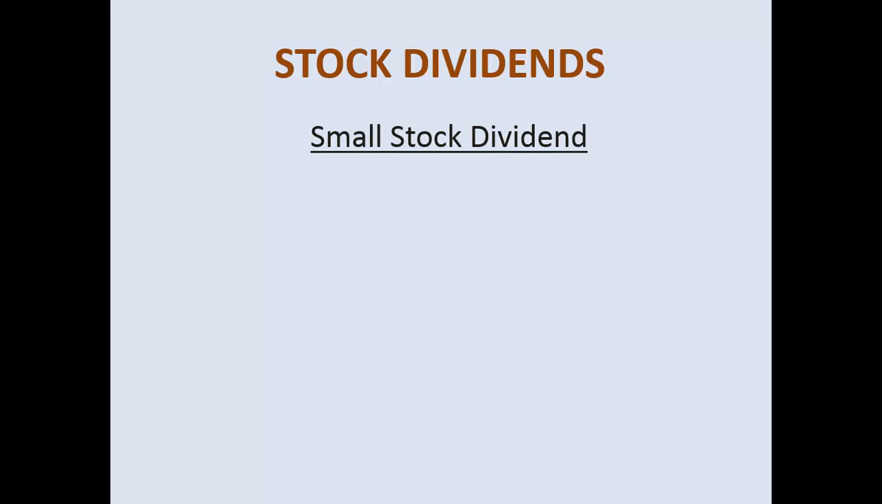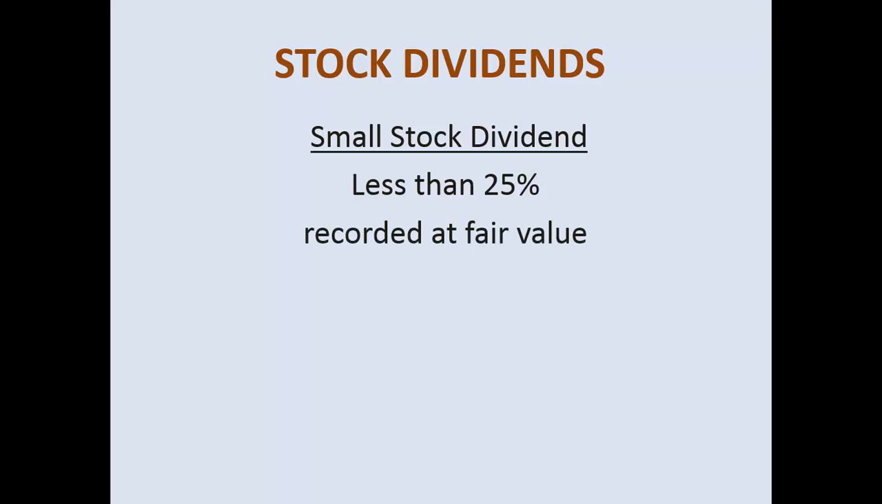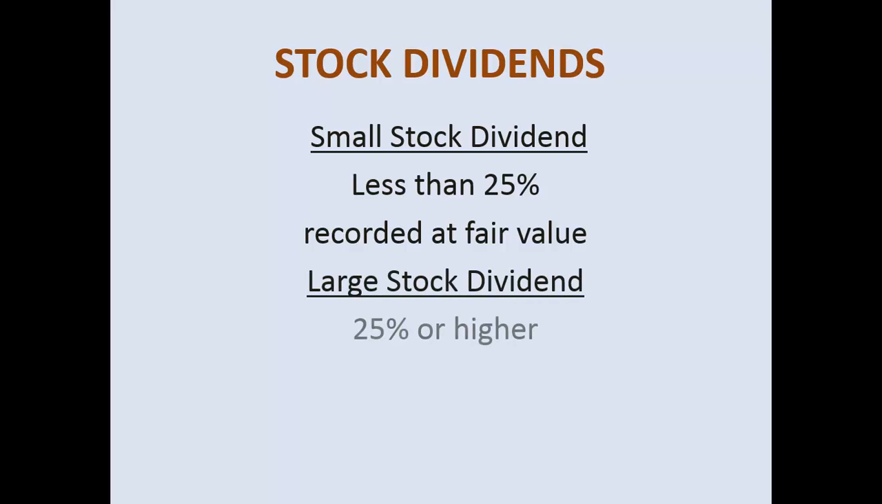There are also some rules to prevent a little earnings management, and that has to do with a small stock dividend. If it's less than 25%, you record it at its fair market value, which means it's going to eventually be in common stock at par value, and then there'll be some in an additional paid-in capital excess of par account. But if it's a large stock dividend, if it's 25% or higher, you record it at its par value, and this is a rule that's in place to avoid some manipulation of earnings.